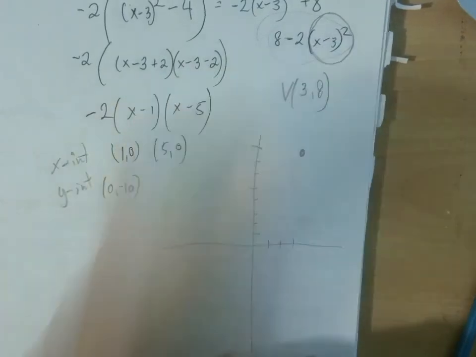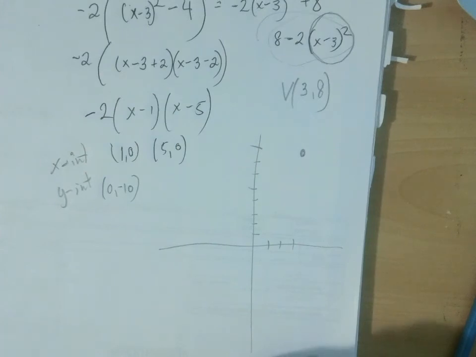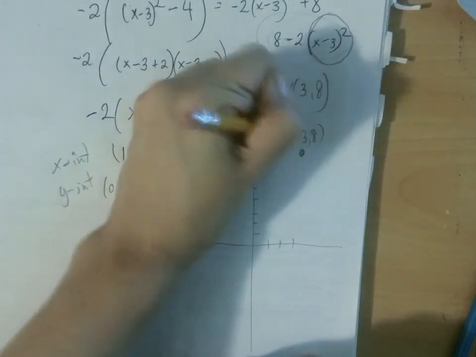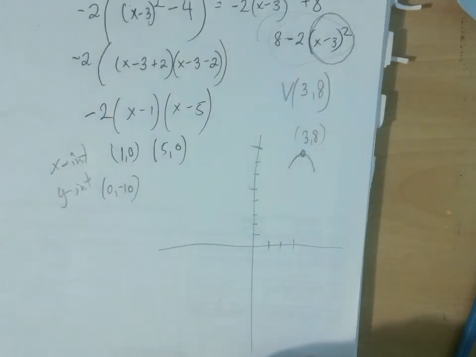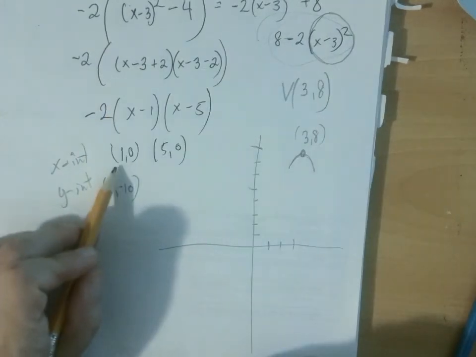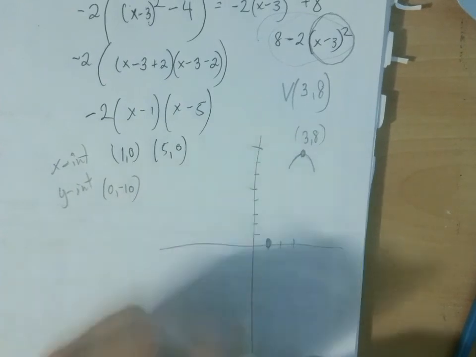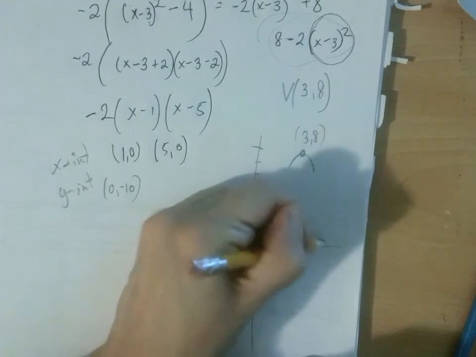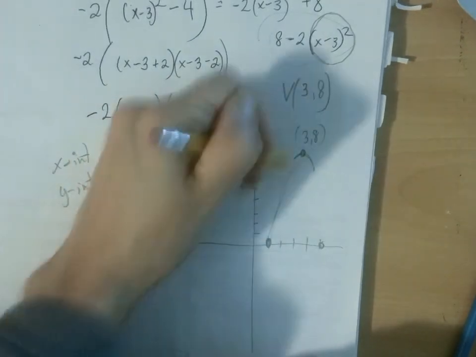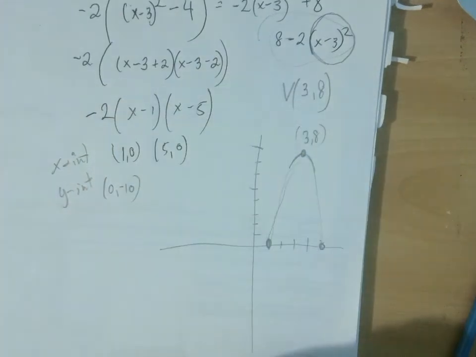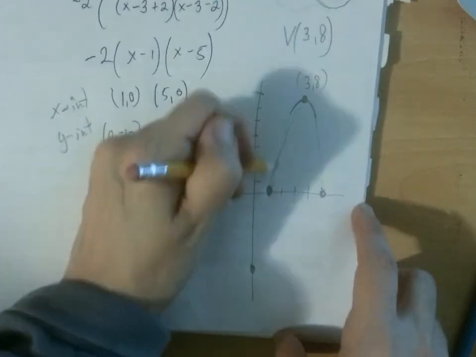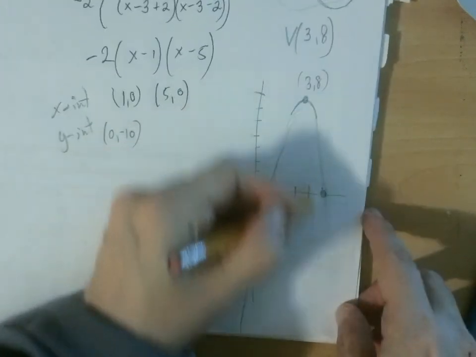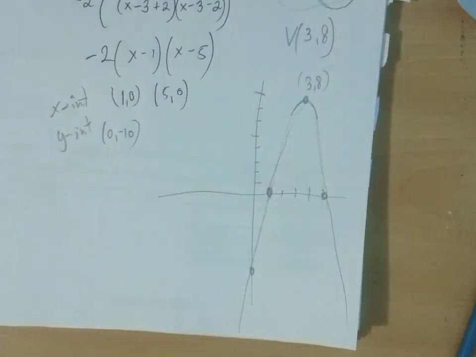So I'm starting with the vertex, which is 3, 8. And then it comes down from both directions. And then when x is 1 and when x is 5, those are x-intercepts. And then the y-intercept is 0, negative 10. See, just these points from all these computations kind of gave away the whole game. Right, here is the graph.